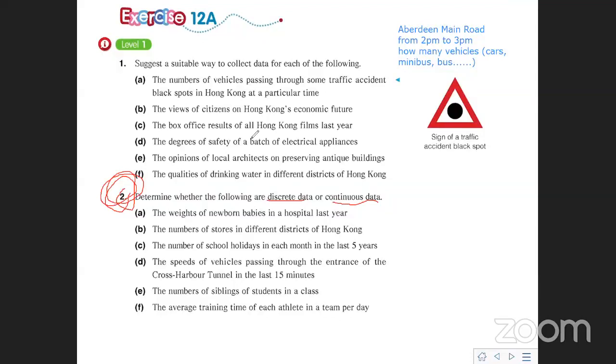For number 1, sometimes in some cases there may be more than one method suggested. But for number 2, the data should be either discrete or continuous. You cannot have data which belongs to both groups, either discrete data or continuous data. I will suggest you do this one and then check the answer by yourself.